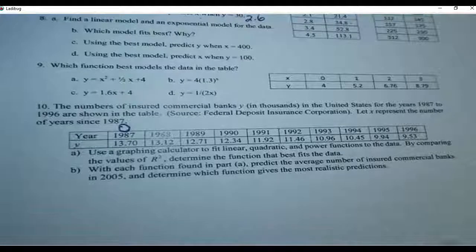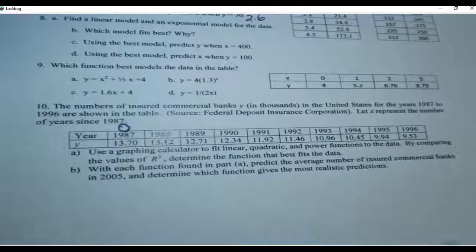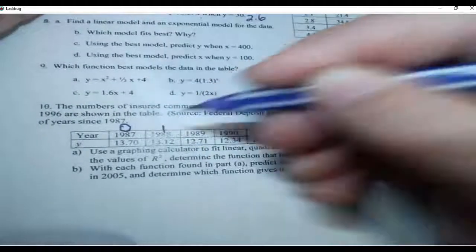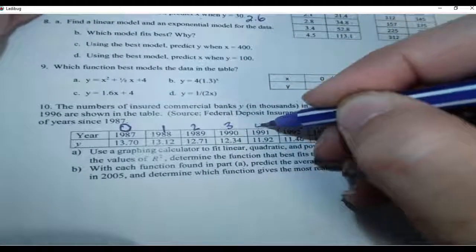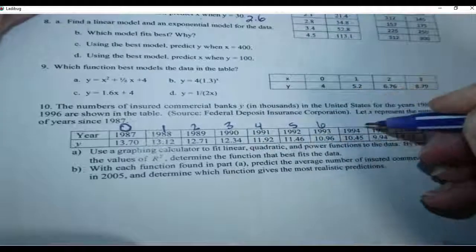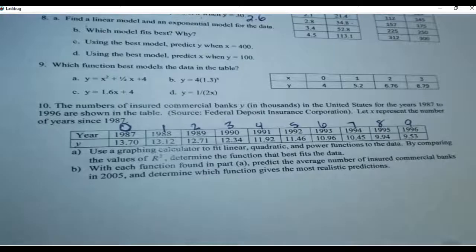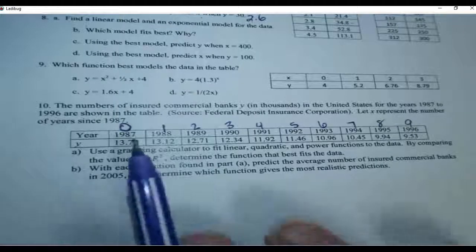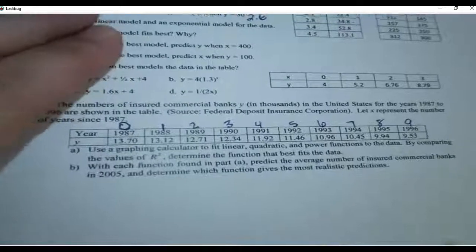Remember, you don't want to type the actual years in. You want years since 1987. So how many years since 1987 is 1988? 1 year. How about 1989? 2. And then 3, 4, 5, etc. Okay. So those 0, 1, 2, 3, 4, 5, 6, 7, 8, 9, that's what we're going to type in the calculator, okay? Not the actual years. So let's do that.